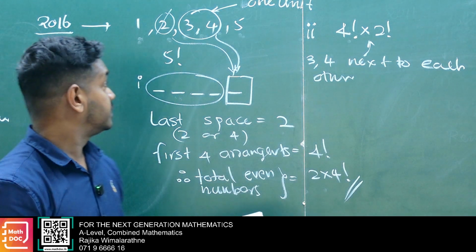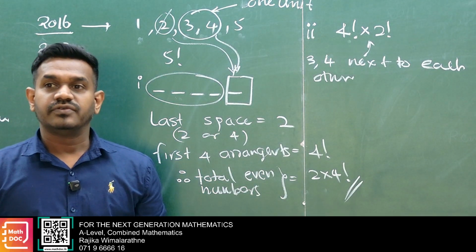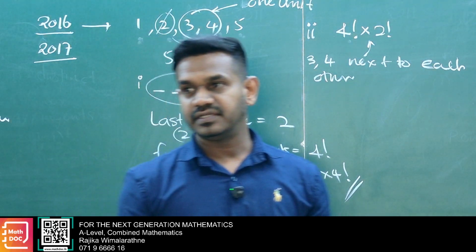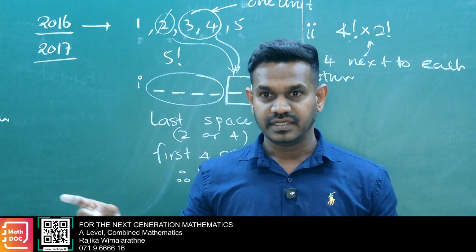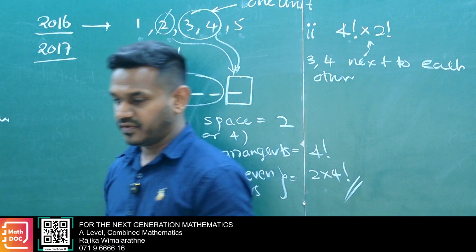Okay, then go to 2017. First you identify whether it is a combination or an arrangement. Arrangement means there can be line order or circular order, both possible. Okay, continue.